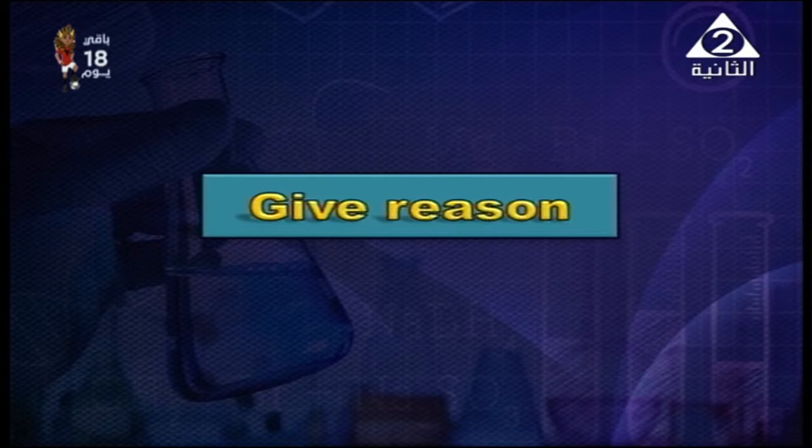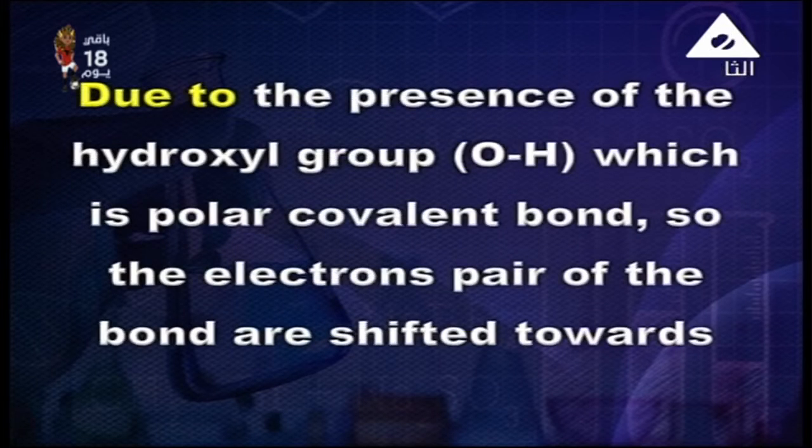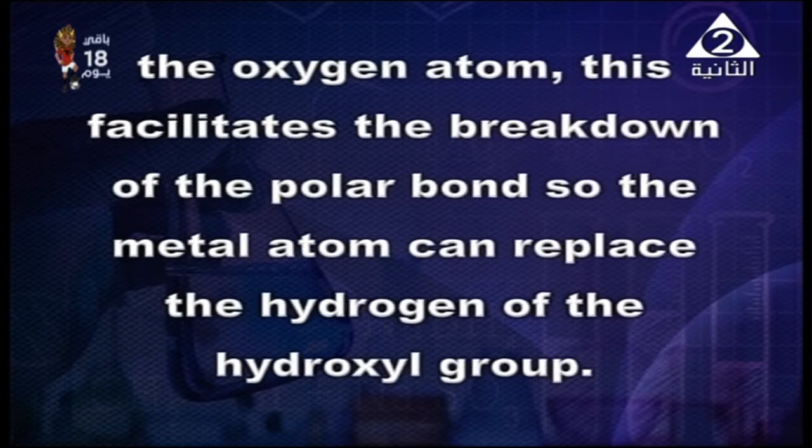We have a give reason at this point. Alcohols and phenol react with a strong metal, for example sodium or potassium, and hydrogen gas is evolved. The reason for that is the presence of the hydroxyl group's OH bond, which is a polar covalent bond, so the electron pair of the bond is shifted towards the oxygen atom of the hydroxyl group, and this facilitates the breakdown of the polar bond, so the metal atom can replace the hydrogen of the hydroxyl group.